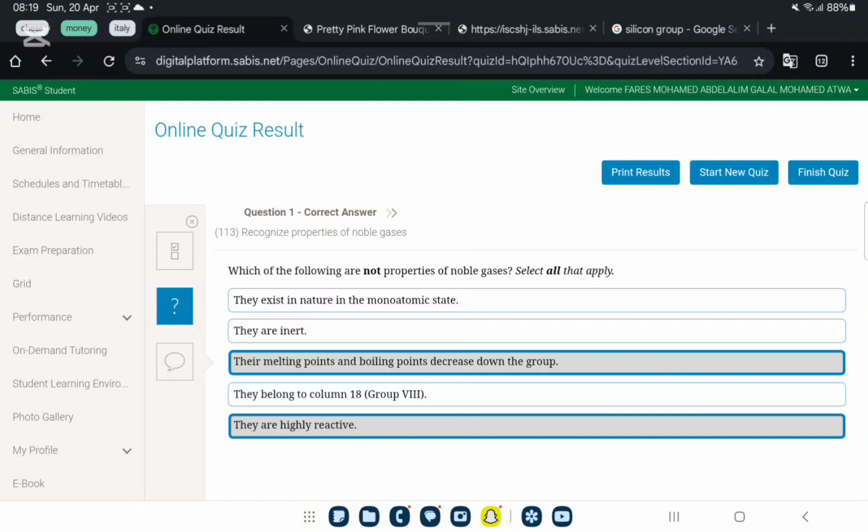Which of the following are not properties of noble gases? Now what we know about noble gases, they are stable and their melting and boiling points increase as we go down the group. They exist in nature in the monoatomic state, yes, because they don't react with anything. They are inert, yes. Their melting points and boiling points, they don't decrease, they increase, so wrong. And they belong to column 18, yes. They are highly reactive, wrong.